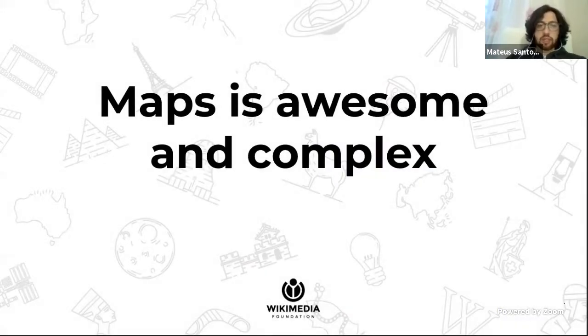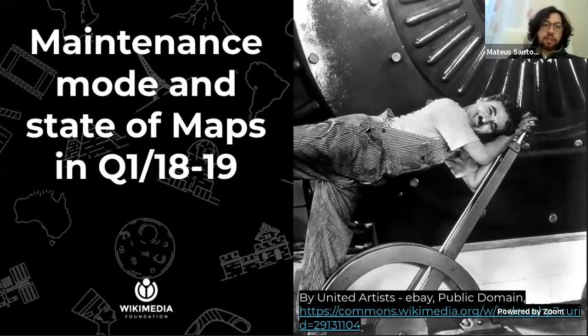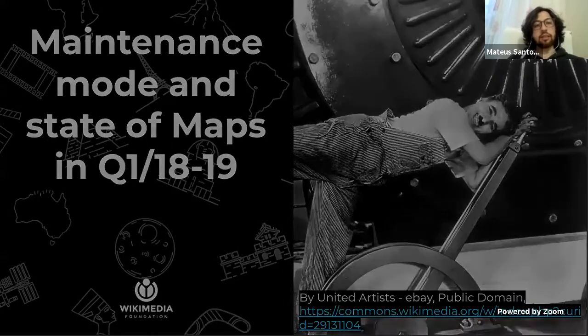So maps is awesome and complex, and I'm going to explain a little bit more detail on that, because that's what you see before you start working on it or maintaining it, and when you go deeper, you see the needs of the project itself. So we entered maintenance mode in Q1 2018, in fiscal year 18-19, and the state of maps at that time was like this.